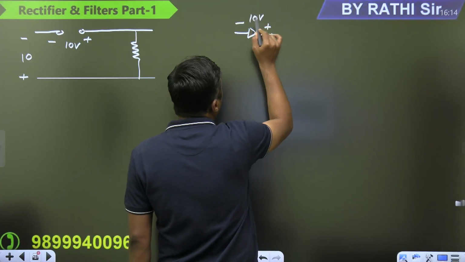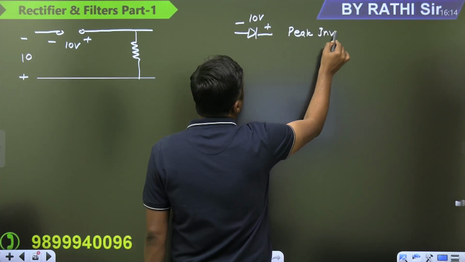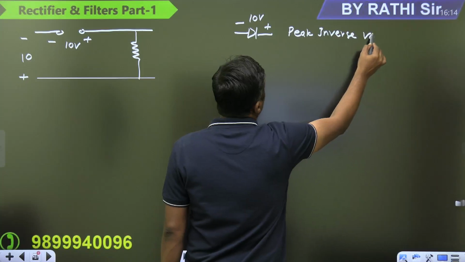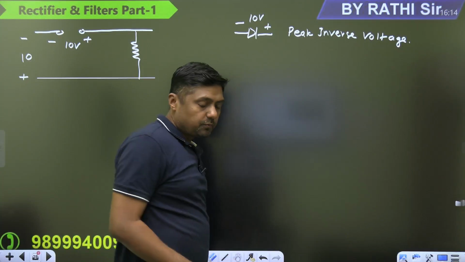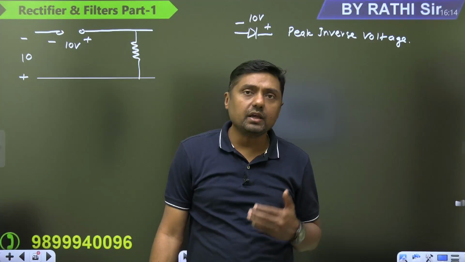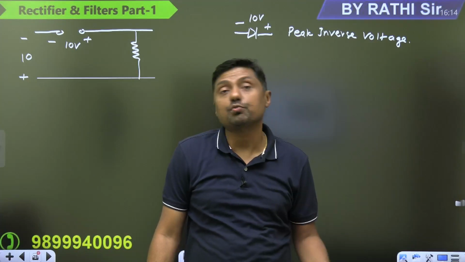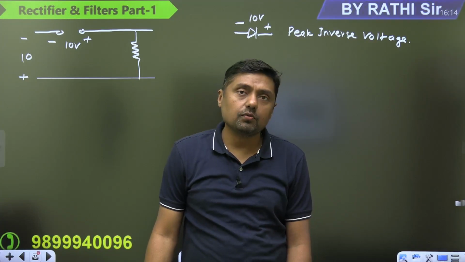And that is called what? Peak inverse voltage. What is the definition? The maximum voltage appearing across the diode when the diode is reverse bias, when it is not conducting.